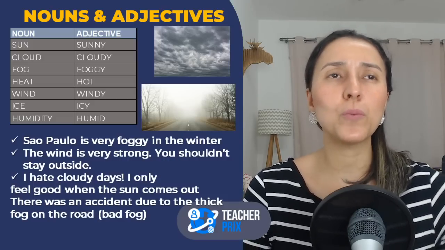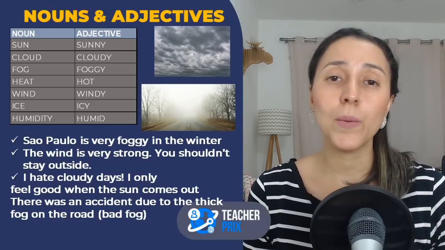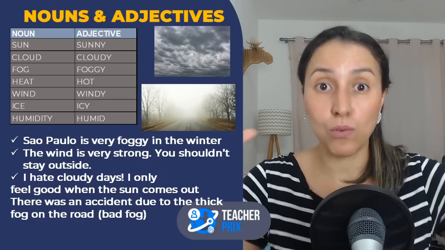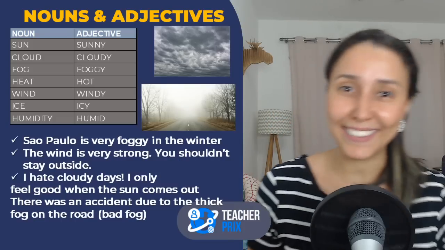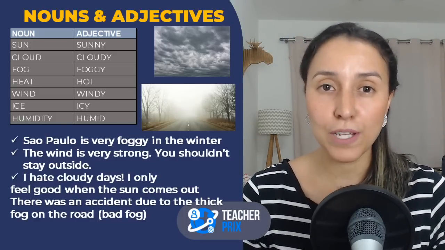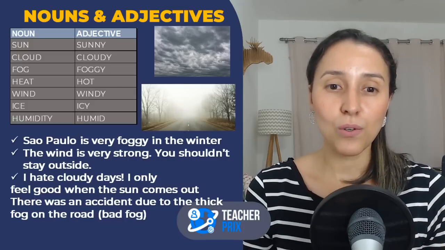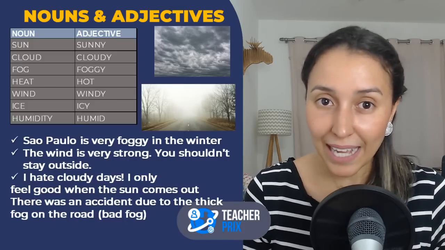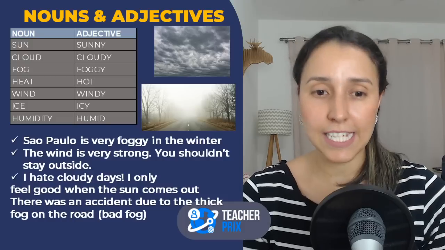Okay. Now here, I hate cloudy days. I only feel good when the sun comes out. So what is that supposed to mean? When the sun comes out, when I can see the sun. The sun is not hiding. Okay, the sun comes out. So this is a very common phrasal verb we use with the word sun. So if the sun comes out, we are consequently going to have a very sunny day.